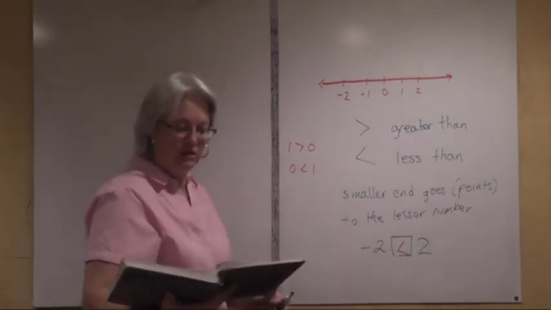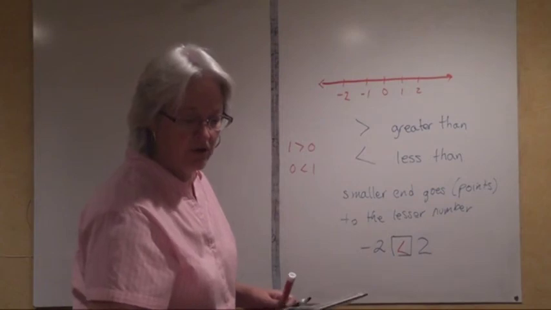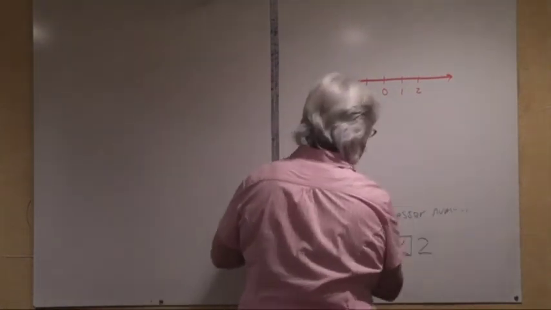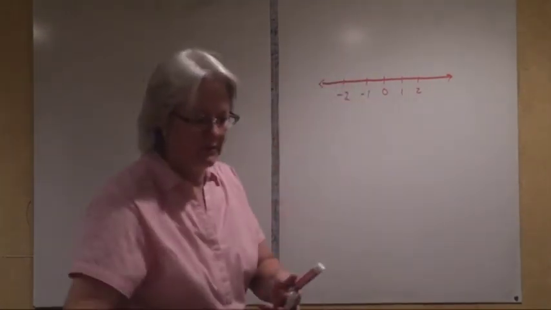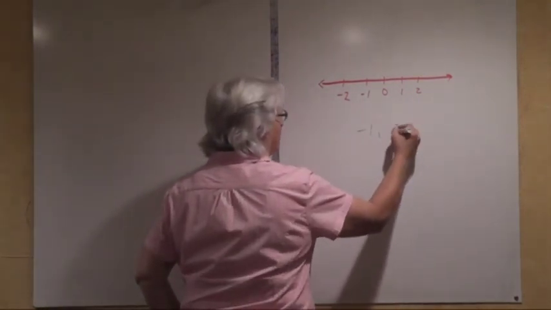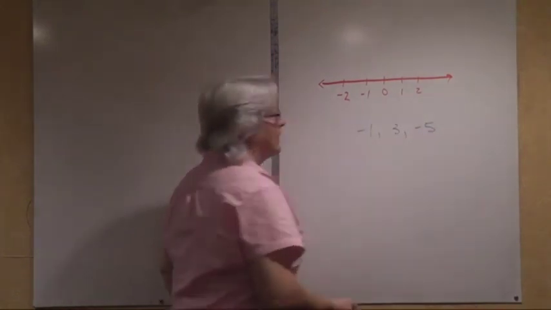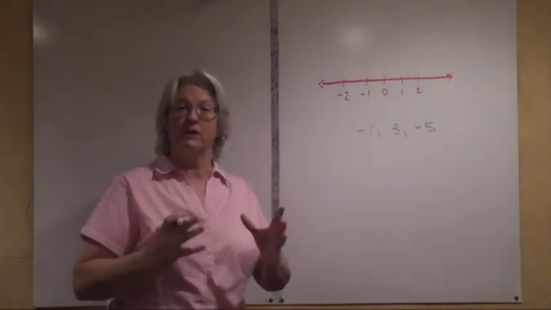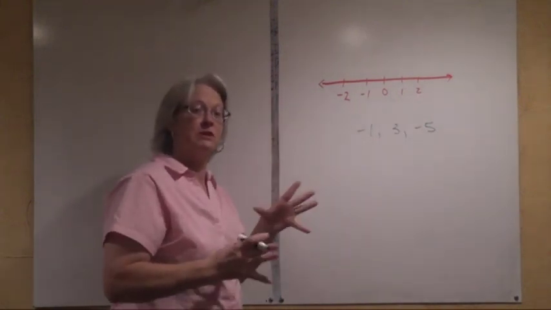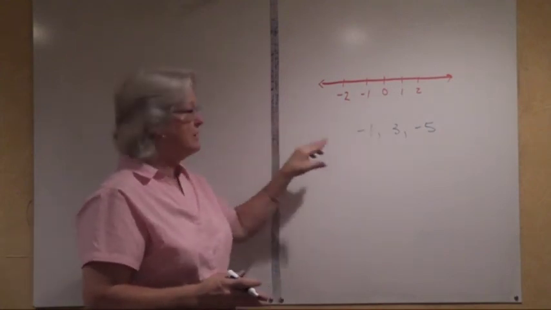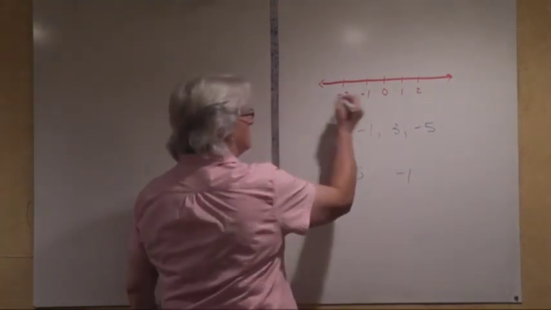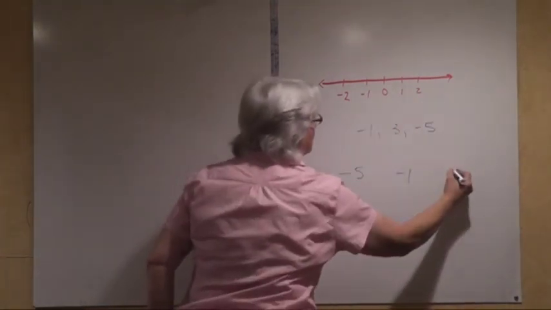Now this says, write the integers in order from least to greatest. Use greater than or less than. -1, 3, and -5. We want to put these in order from least to greatest. That means we're going to start with the smallest number first, which is the one that's furthest to the left on the number line. Which one's that going to be? Well, it's going to be -5. Then -1. And then 3.